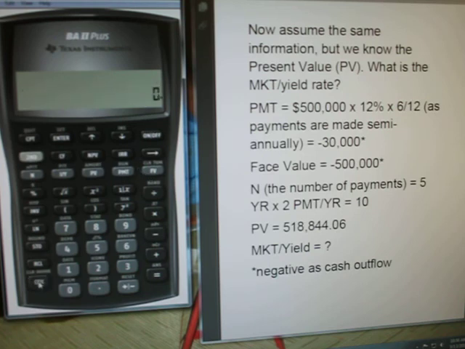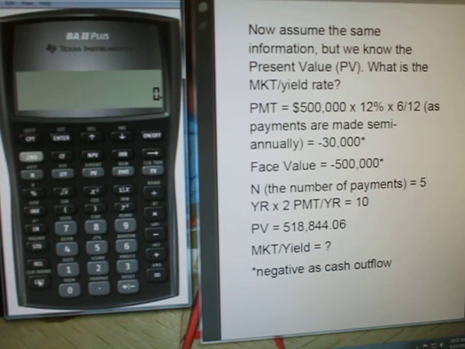So let's pretend that we don't know what our face value is. We're going to have 10 payments, 11% rate, a present value of $518,844.06, payments of $30,000 negative because we're going to solve for the face value, and you should be able to go compute face value. Rounded up, you would get 500,000.